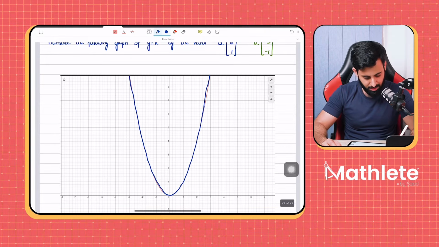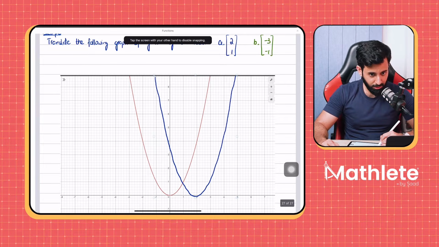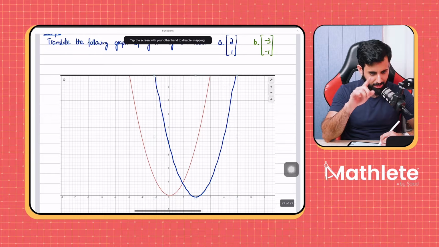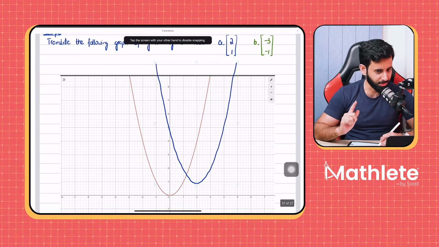So this is the original curve. Now, translating it by the vector (2, 1) means, so we're not looking at the equation right now. That part comes later. So this is the graphical side of things. We're going to see what happens to the equation later on.